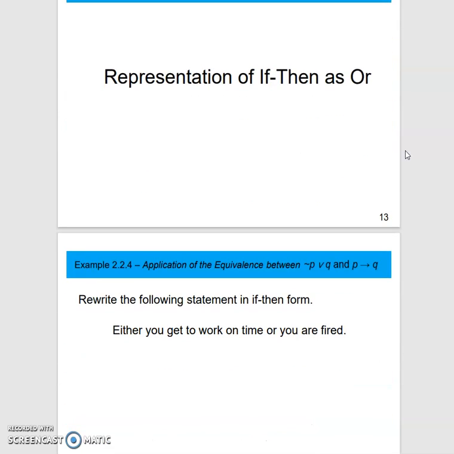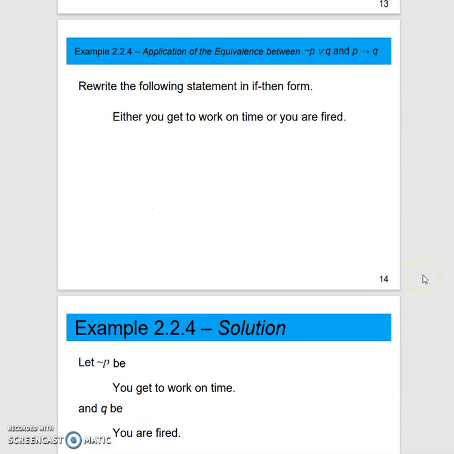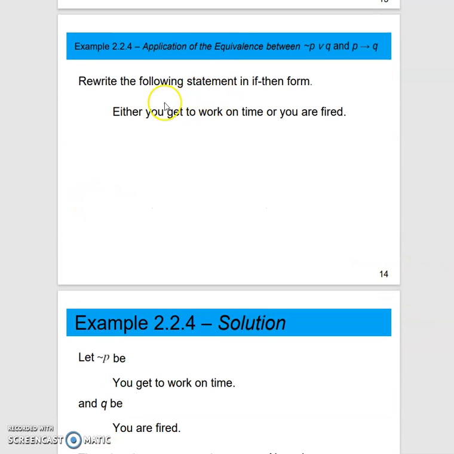Now, as it turns out, I can take an if-then and represent it as an or. So here's my if-then, and the way I'm going to represent it is as not P or Q. So do note again, it's not P first. So if I take either you get to work on time or you are fired. So not P would be you get to work on time. Q is you are fired. Again, I've got that little or in between.